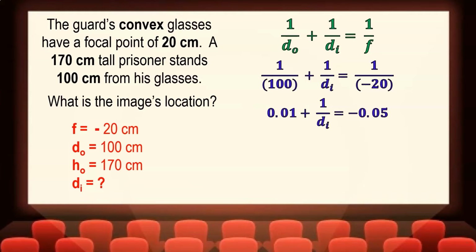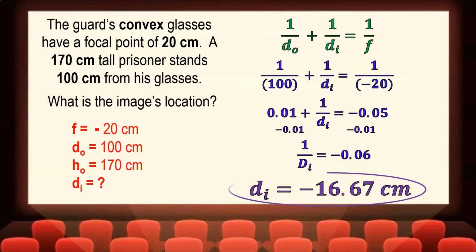Substitute in what you know. Remember to use the inverse button, and remember to use the negative for the focal point. Now we can solve for 1 over DI. To get DI, the distance of the image by itself, we take the inverse using our inverse key. A negative DI means that we have a virtual image. It's an image behind the mirror.